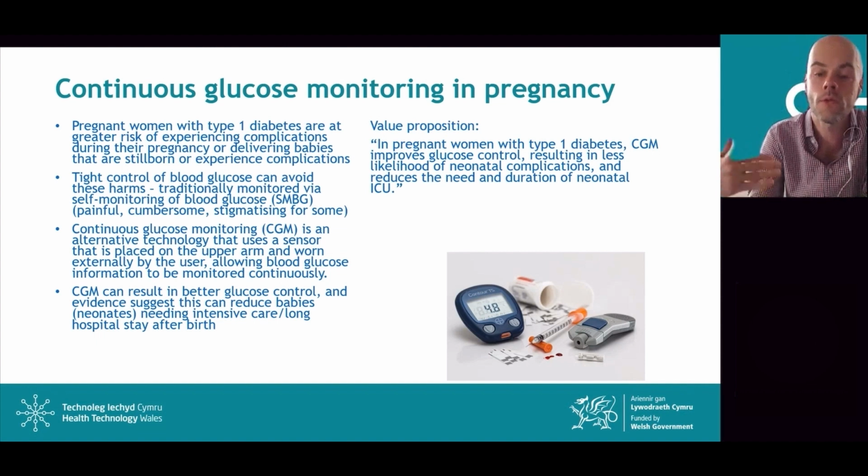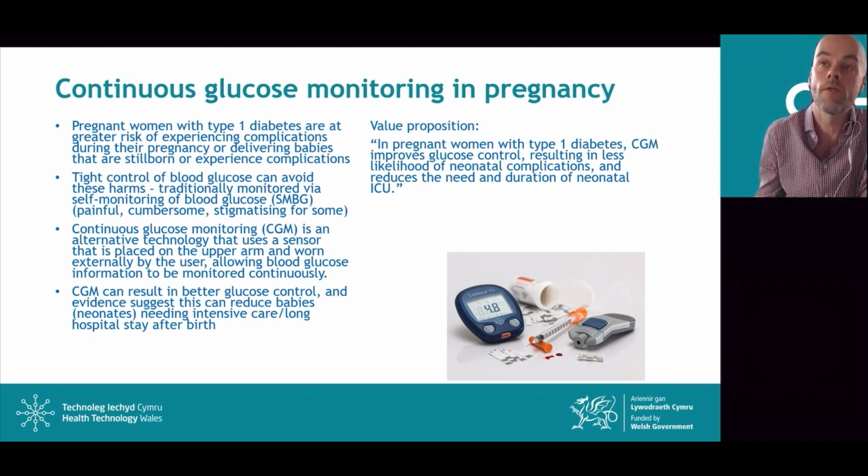So translating all that into a value proposition would be something like, in pregnant women with type 1 diabetes, continuous glucose monitoring improves glucose control, resulting in less likelihood of neonatal complications and reduces the need and duration of neonatal ICU.